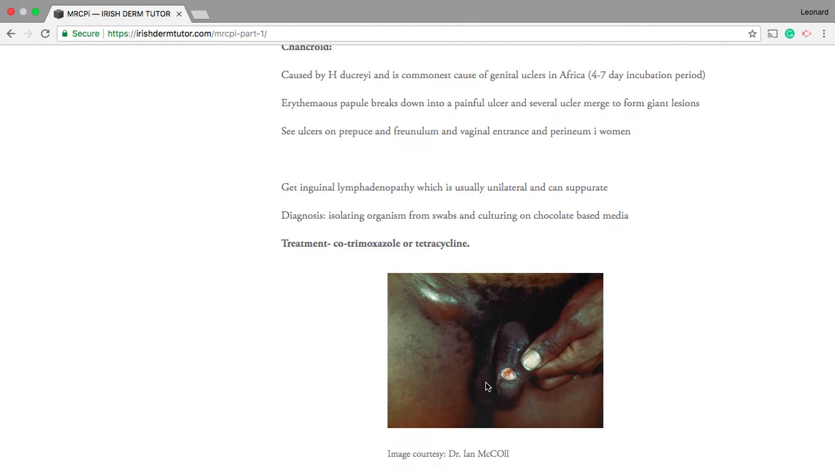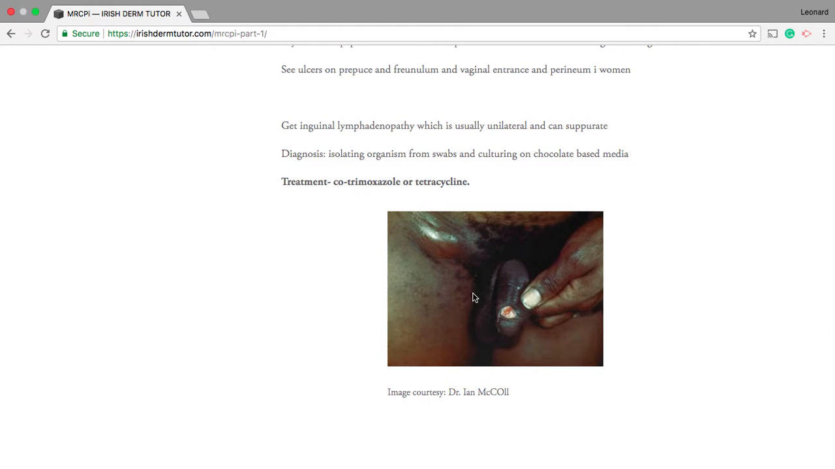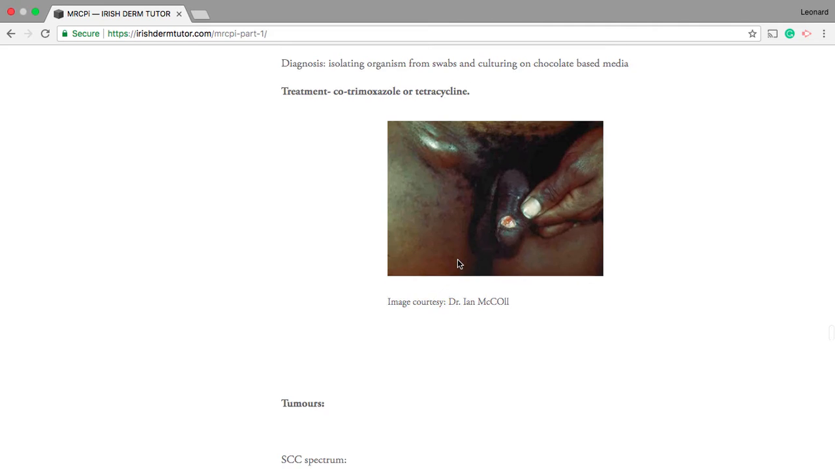The commonest site you see them is on the prepuce and the frenulum of the penis, and you can get them in the vaginal entrance and perineum in women. And you can often get this enlarged unilateral lymphadenopathy in the inguinal area, and this can leak pus as well sometimes. You make the diagnosis by taking swabs of the ulcer and isolating it on chocolate-based media, and treatment is with cotrimoxazole or tetracycline antibiotic.